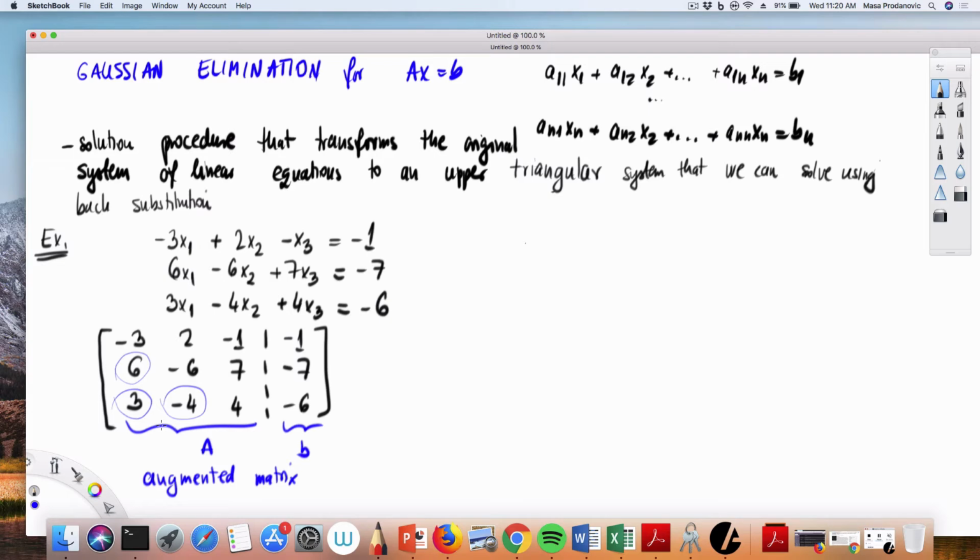And what I'm doing is I'm replacing one of the rows with a linear combination of that row and another row. I'm allowed to do that. I'm not going to change the solution to my system if I do that. Upper row echelon. Yes, so I can do that.